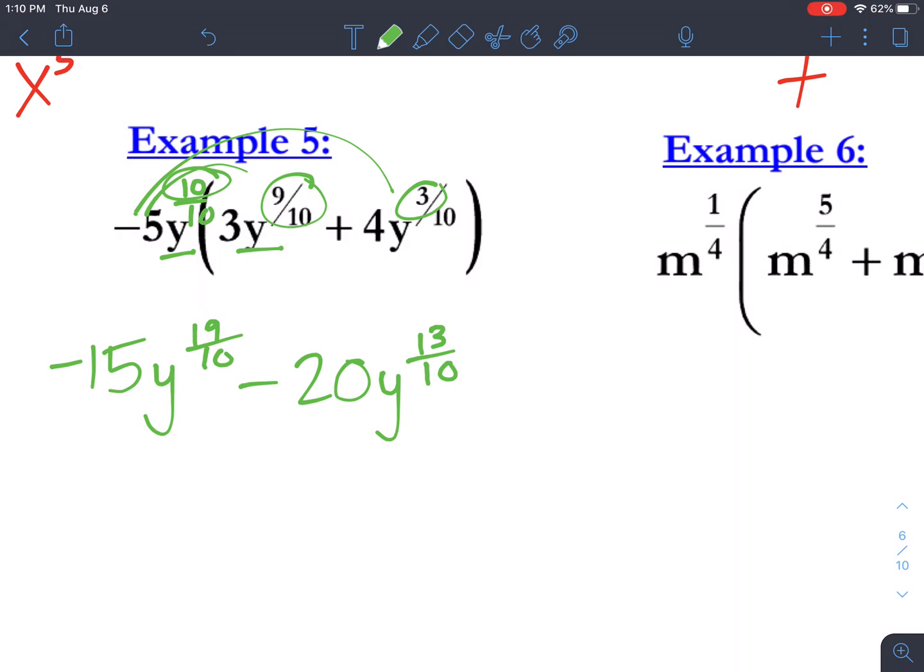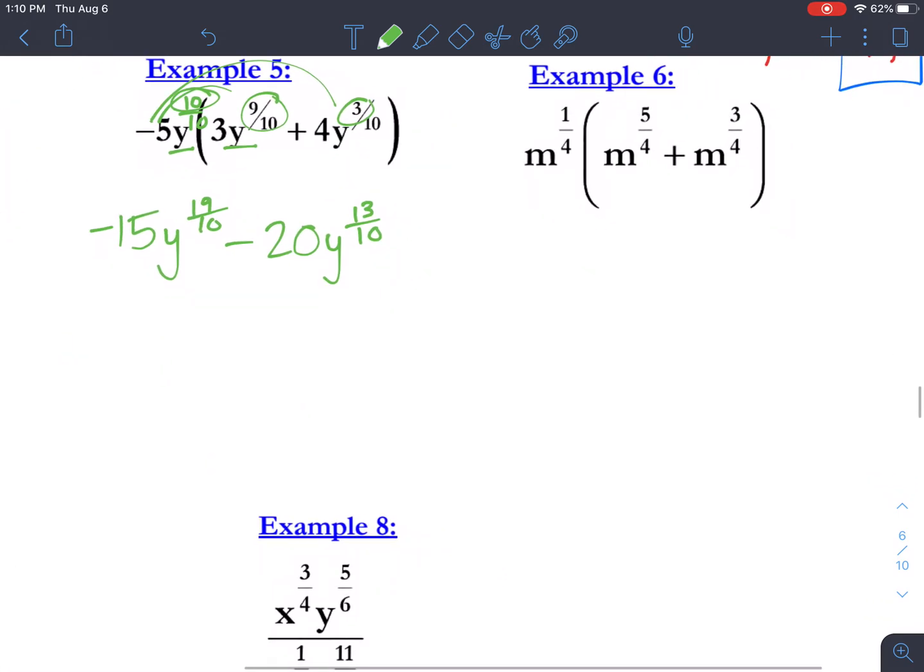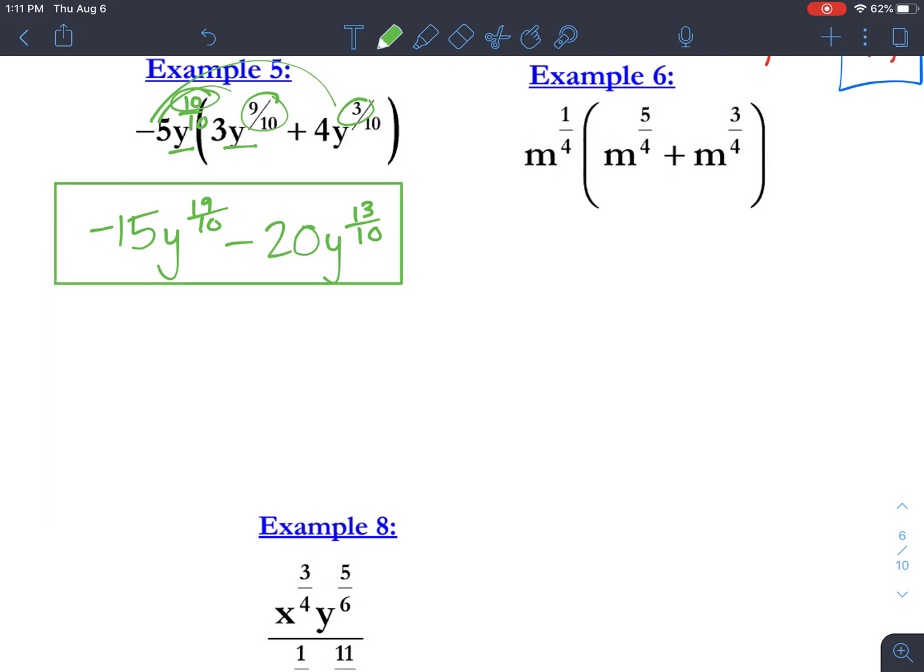Biggest mistake people make right here is they add these two together. Now, I know it's tempting, but what type of things can you add together? If I gave you guys y cubed plus y squared, and I said, all right, add them together, you would hopefully say, we can't, right? Those are not like terms because they need the same exponent. So guess what? If I asked you, is 19/10 the same as 13/10? Is that the same value? No. So I actually have a final answer right here. I cannot combine those again because the exponents are not the same. If both of them were 19/10, I could of course add them together. Okay, that's a tough one.